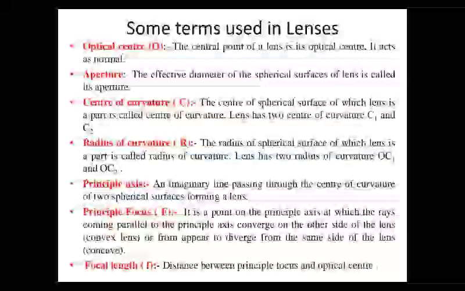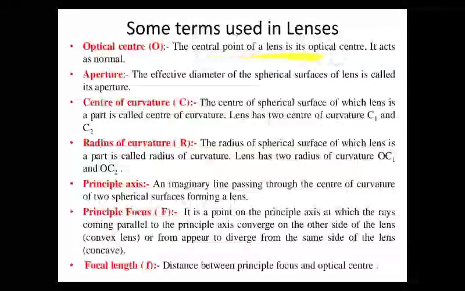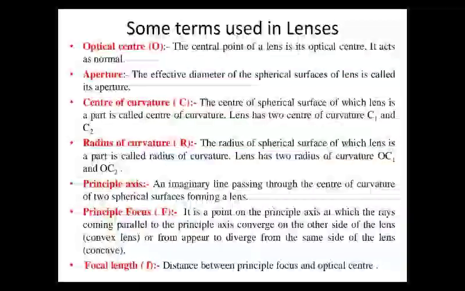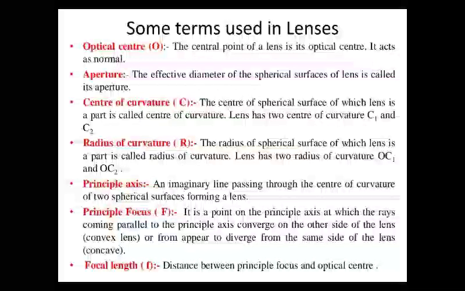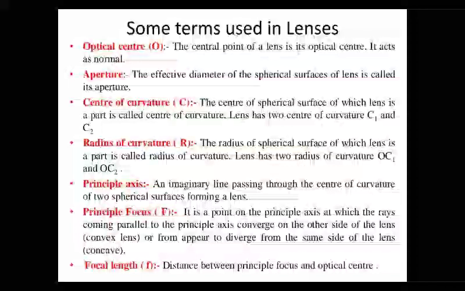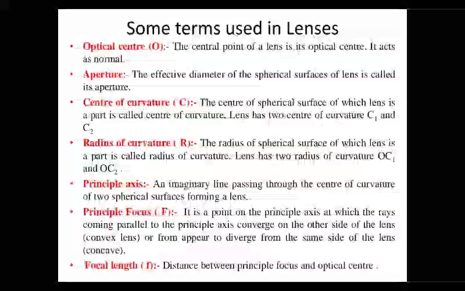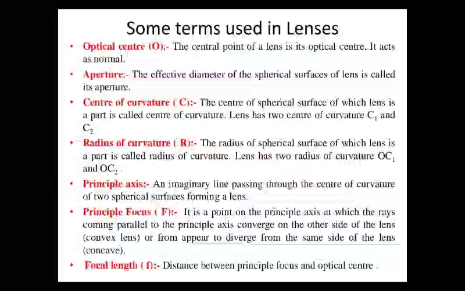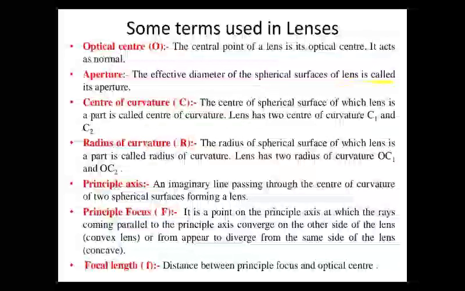Now, some terms used in lenses. Optical center: the central point of the lens is the optical center. It acts as a normal, and as we know, when a ray of light passes through a normal, it goes undeviated. So we will discuss in the rules also that when a ray of light passes through the optical center, it goes straightaway undeviated. It will not bend from its path. Next is aperture. Aperture is the effective diameter of the spherical surface of the lens.